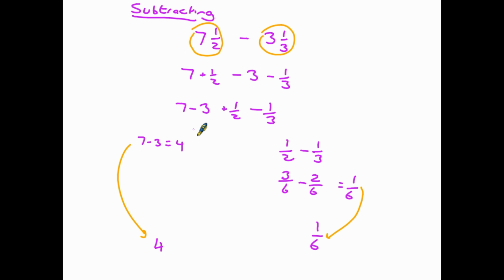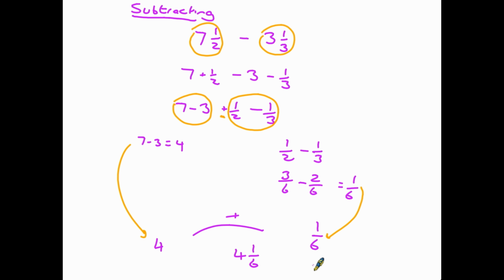Look back at what we wrote originally. We have now done the 7 minus 3. We have done a half minus a third. We now have to add them together. So quite simply, 4 plus a sixth is 4 and 1/6.